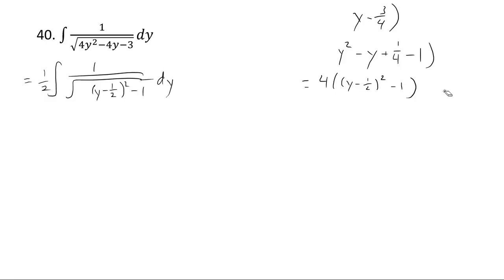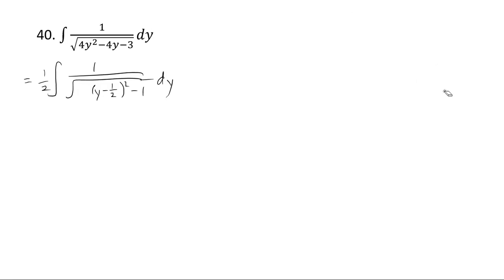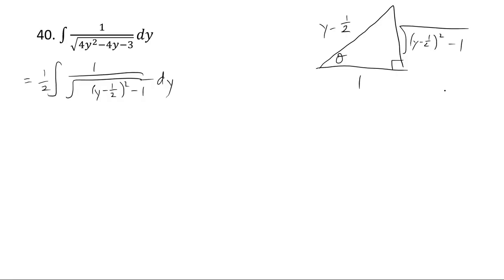Okay, so now let's do a trig sub. You could do a little u substitution if you want, so that you don't have a y minus half, but you can just do a trig sub directly from here as well. Okay, so I have something squared minus something squared, so that means y minus half is the hypotenuse. 1 is one of the sides, and the square root of y minus half squared minus 1 is the last side.